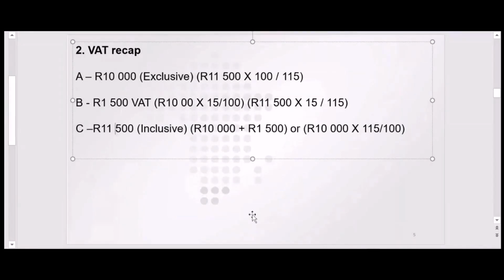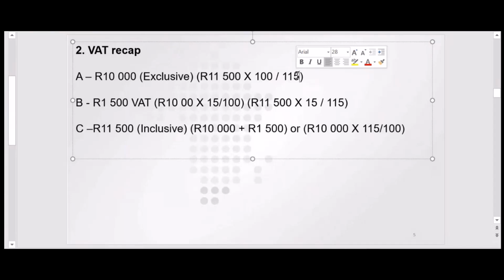So now the slightly difficult part is if you are given the VAT inclusive amount, which is C, the 11,500, and you are to calculate either of the two figures. Let's do A. When you are calculating A, or the VAT exclusive amount, you take 11,500, then you multiply it by 100 and divide by 115.